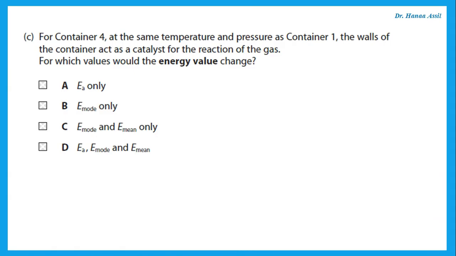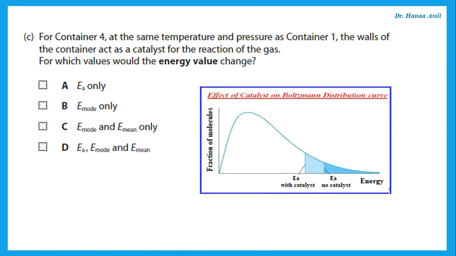For container 4, at the same temperature and pressure as container 1, the walls of the container act as a catalyst. So now we're putting a catalyst. What happens if we put a catalyst? Remember that the catalyst provides an alternative pathway with lower activation energy. So the activation energy in presence of a catalyst is now further to the left, and that will change the number of particles that have energy higher than activation energy.